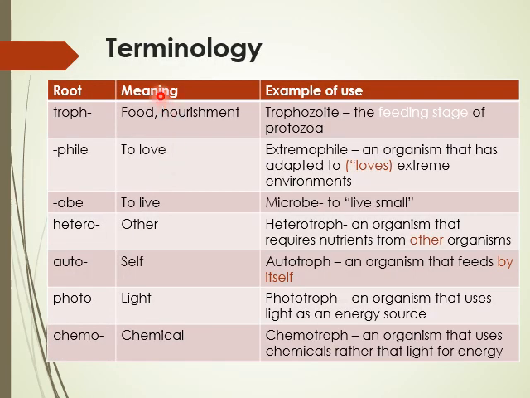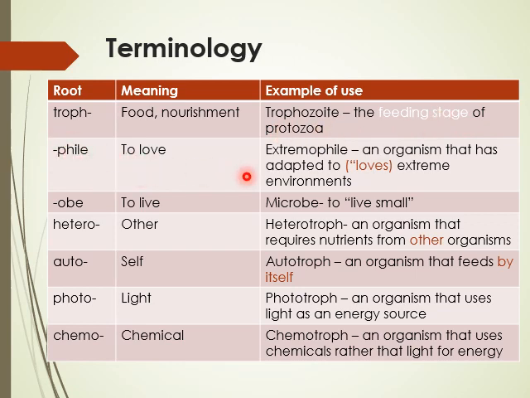So this is actually my favorite part of the topic, about terminology. How we can easily identify or understand the different groups of microbes based on their name. All right, so we have different terms for different groups. For example, the root of the name is troph, meaning food or nourishment. So trophozoite means the feeding stage of the protozoa.